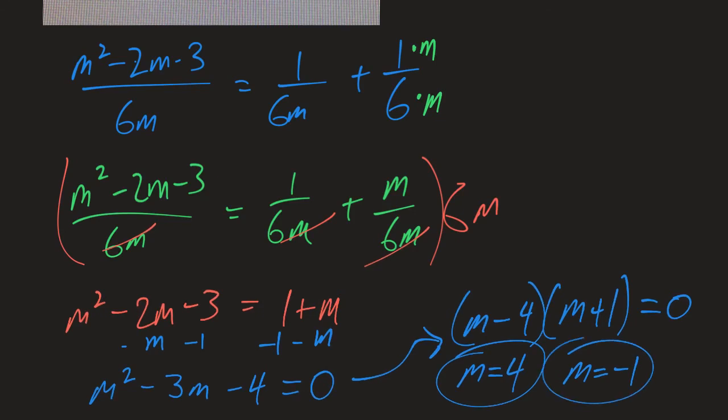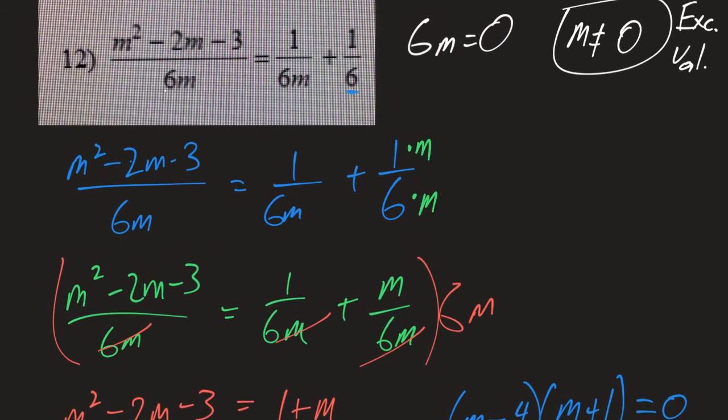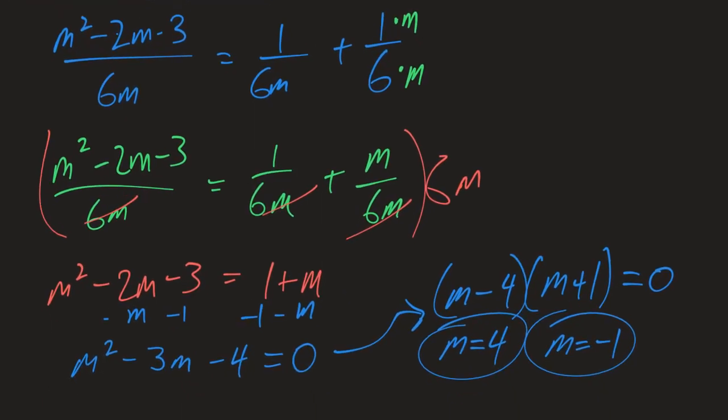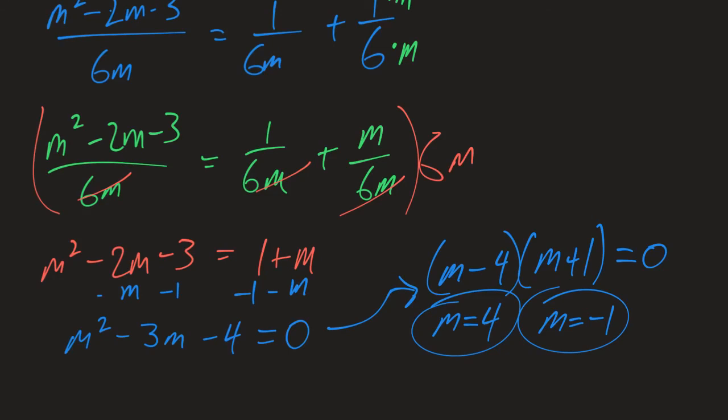Let's make sure we double check both of our answers to make sure they're not on the naughty list. Oh yeah, my excluded value was 0. And 4 and -1 are definitely not 0. So these both seem fine. Okay, so I got two different answers, m equals 4 and m equals -1.